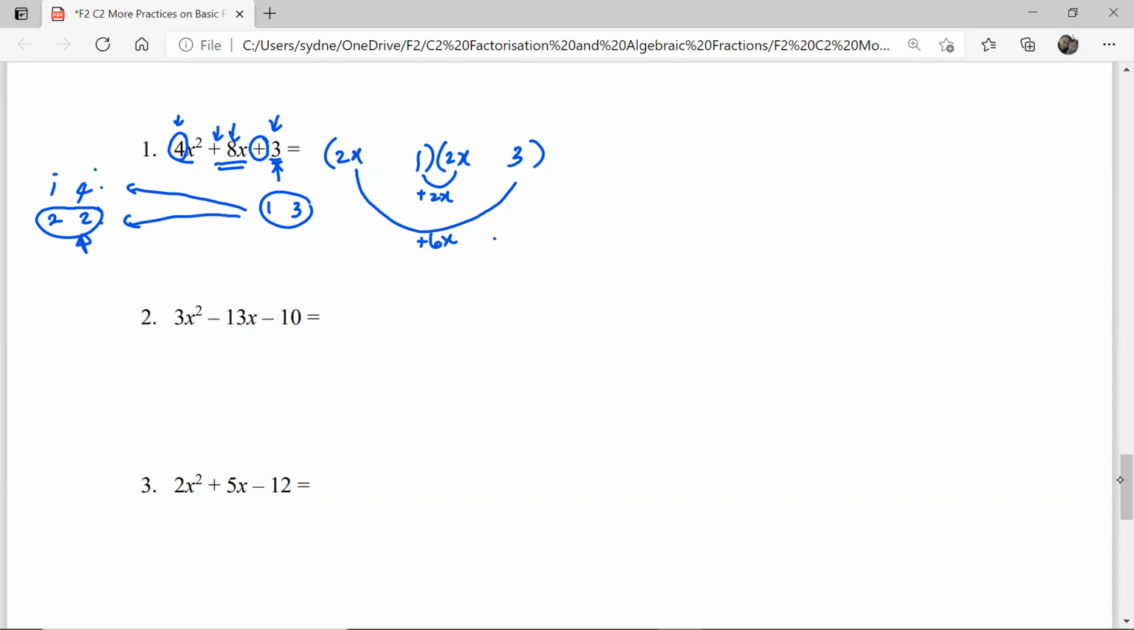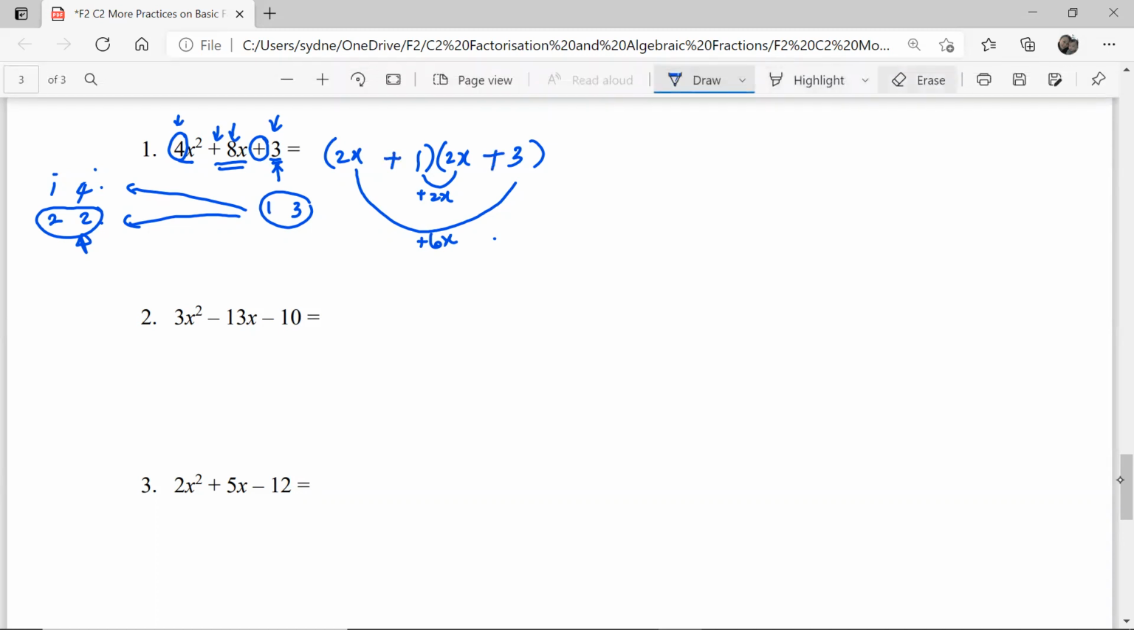Therefore, in order for me to get positive 2x, it's positive here. To get positive 6x, it's positive here. Therefore, this will be the answer for my factorization. Done.